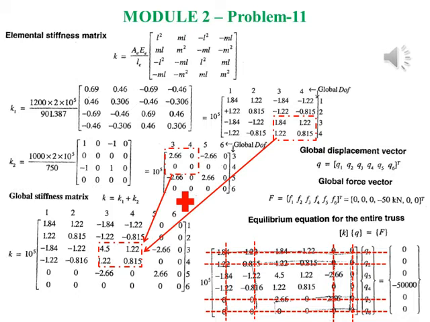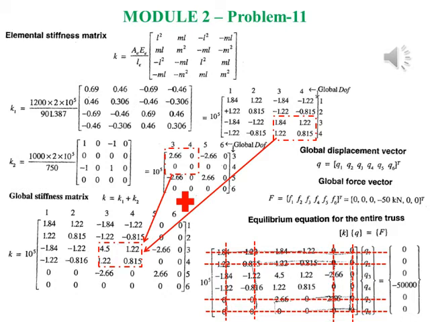So once both the stiffness matrices are deduced, then the next step is to add the element 1 and element 2 stiffness matrix. So if we observe carefully, the common node is node number 2. So if you see the first element, 3 and 4 will be added to the 3 and 4 of the second stiffness matrix.